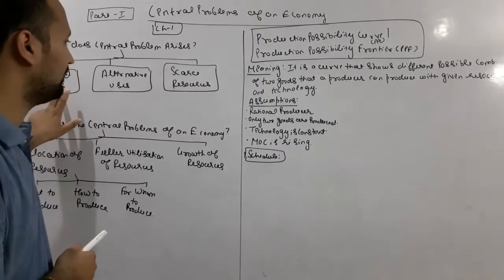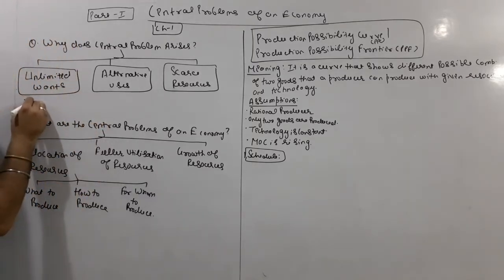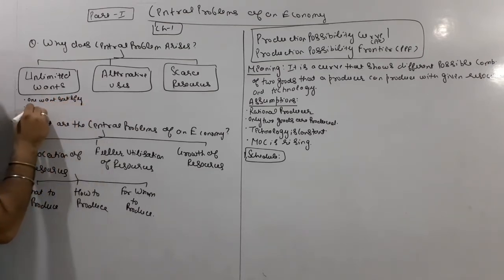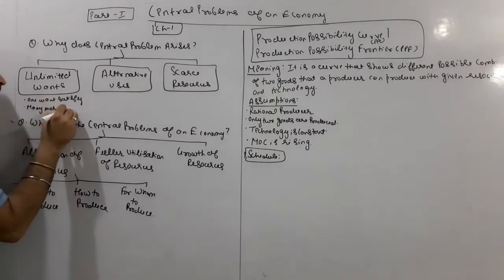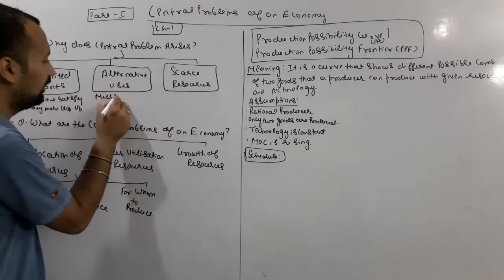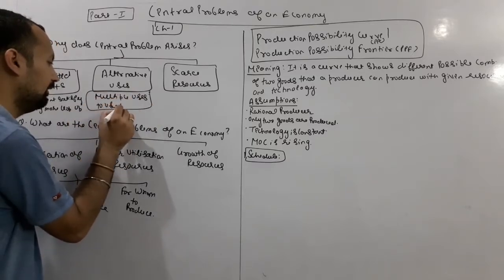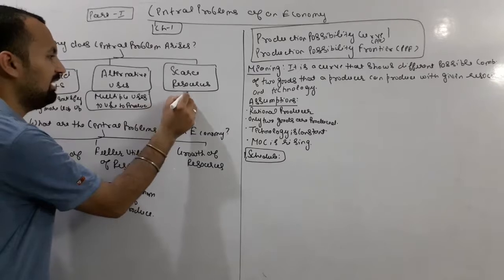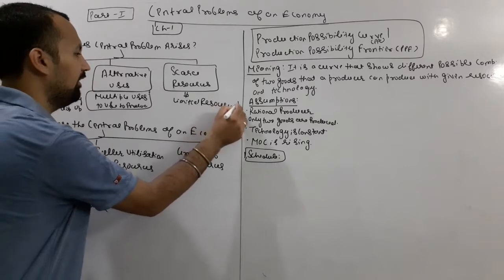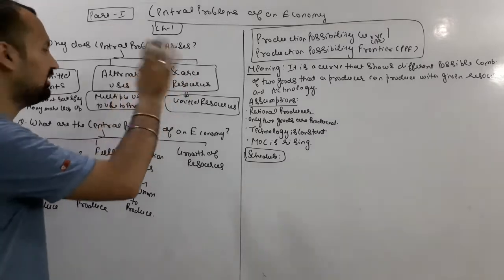What does it mean, unlimited wants? It means that wants of the human beings are unlimited. It means one want satisfied, many more crop up. Next heading is alternative uses. It means that we have multiple uses to use for production. Next heading is scarce resources. Scarce means limited resources. So these were the three problems for the central problems of an economy. First problem is unlimited wants, second is alternative uses, third is scarce resources.